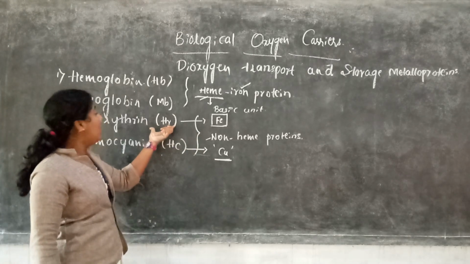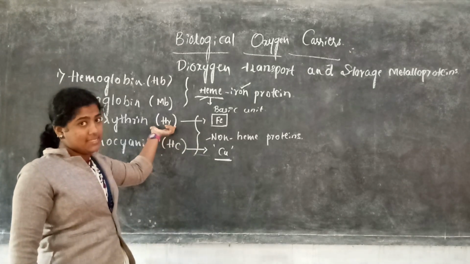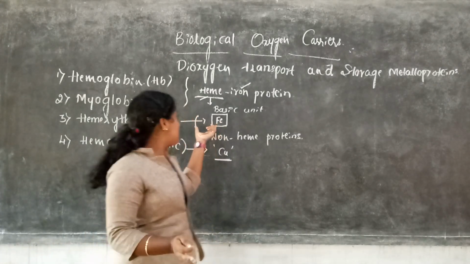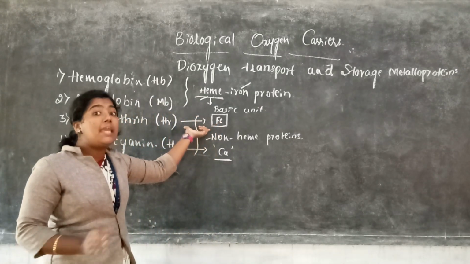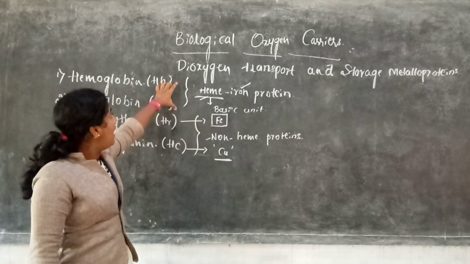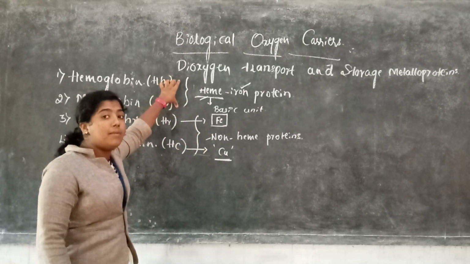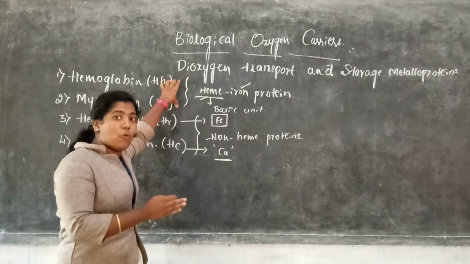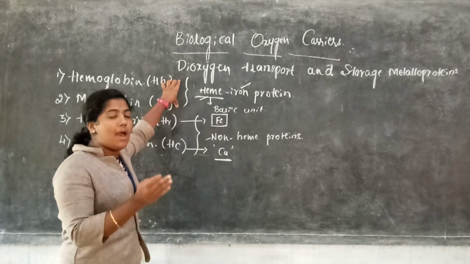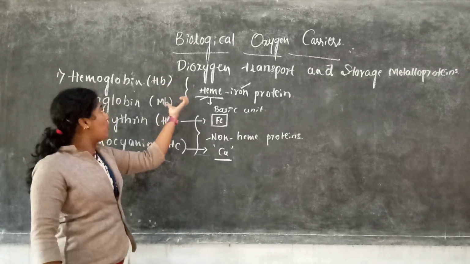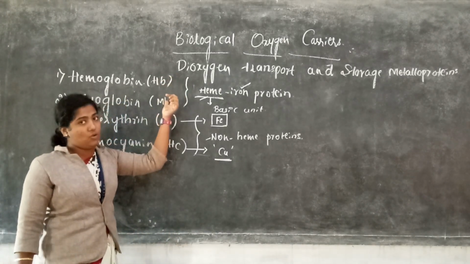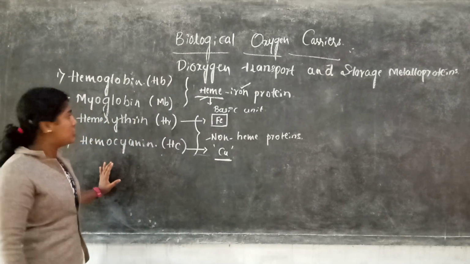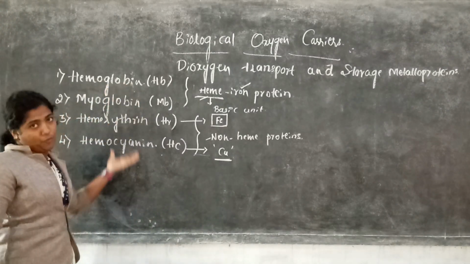Hemerythrin is found in small organisms, like worms. Worms use this iron containing hemerythrin. Then higher animals like mammals and invertebrates have oxygen transport and storage conducted by the proteins hemoglobin and myoglobin. So let us discuss about the structural features of these metalloproteins.